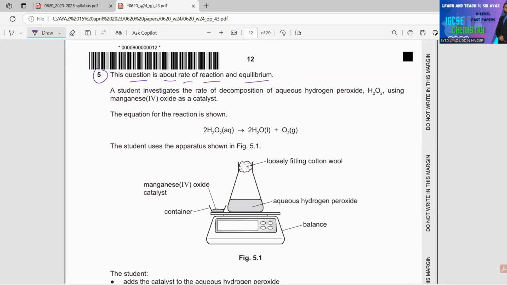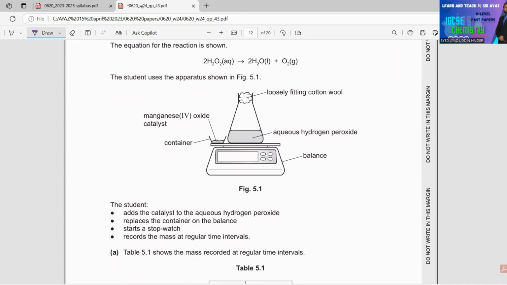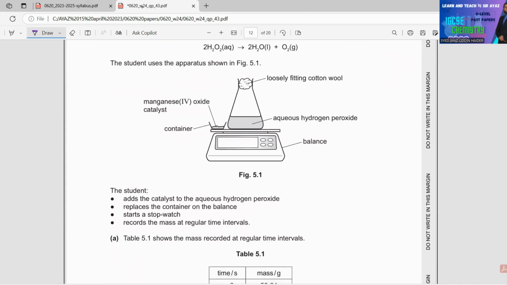If you look at the figure, we have a balance here, and aqueous hydrogen peroxide in the conical flask with loosely fitting cotton wool. And then we also have manganese(IV) oxide, which is a catalyst, in a small container beside this conical flask. The student adds the catalyst to the aqueous hydrogen peroxide, places the container on the balance, starts a stopwatch, and records the mass at regular time intervals.